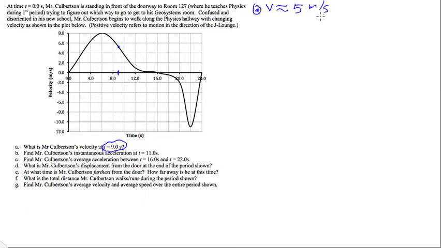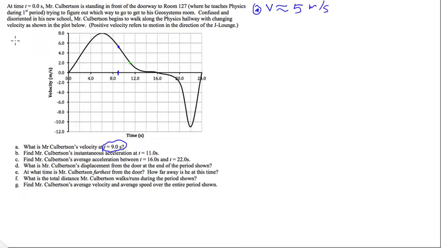So let's see, then question B, find his instantaneous acceleration at t equals 11 seconds. So let's go up to 11, and I will try to get a different color here. Green, okay. So here is 11 seconds, and we want to find his instantaneous acceleration there. So how do we find acceleration from a velocity versus time plot?